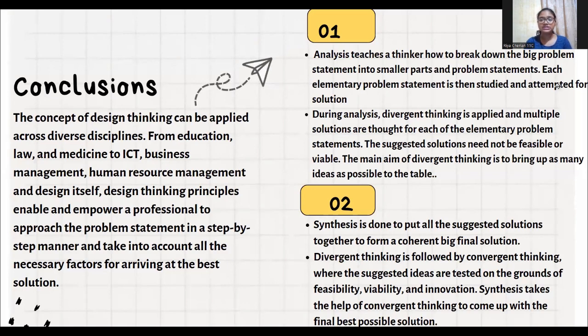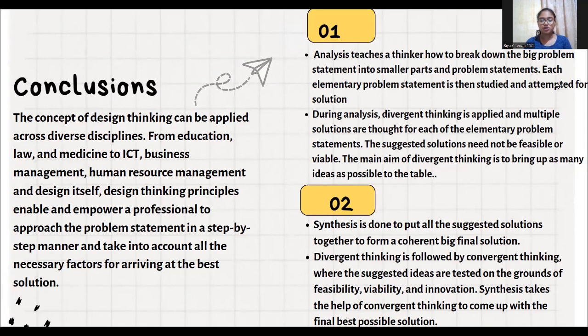First, analysis teaches a thinker how to break down the big problem statement into smaller parts and problem statements. Each elementary problem statement is then studied and attempted for solution. During analysis, divergent thinking is applied and multiple solutions are thought for each of the elementary problem statements. The suggested solutions need not be feasible or viable. The main aim of divergent thinking is to bring up as many ideas as possible.